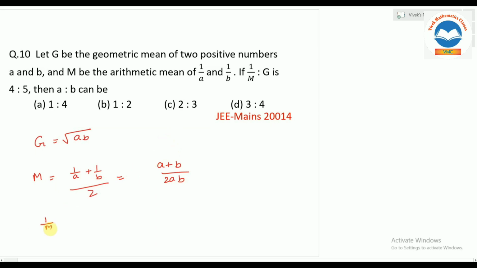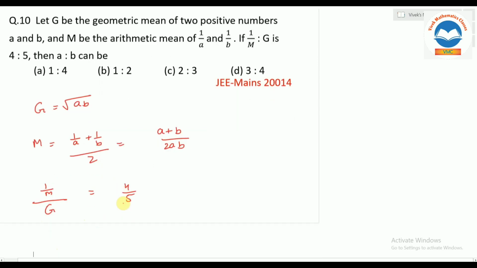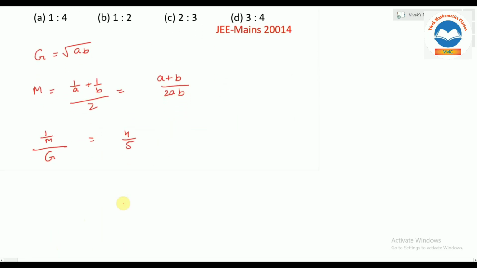So 1 by m divided by g will be equal to how much? 4 by 5. We will substitute here. What about 1 by 1 by m? It will be 2ab divided by a plus b, and the whole divided by g. G is root ab, and this value will be equal to 4 by 5.